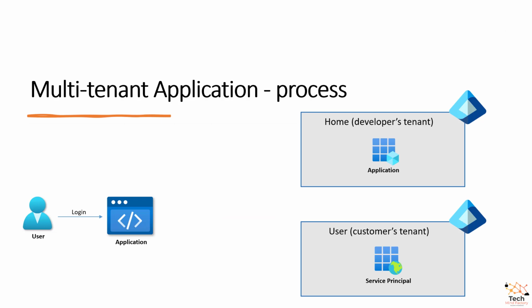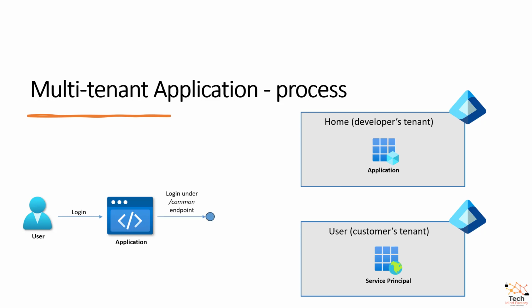Okay, perfect. So now let's talk a little bit more about the process for a multi-tenant application, the process of authentication and granting permissions. So what's happening here? As we can see on the left side, we have the user, and there is the multi-tenant application registered in the Entra ID tenant. On the right side, we have the home tenant, I call it the developer's tenant, and also the user, so the customer's tenant. At the top, we have the application in the developer's tenant, and in the customer's tenant, we have the service principal. We will talk about it in a minute.